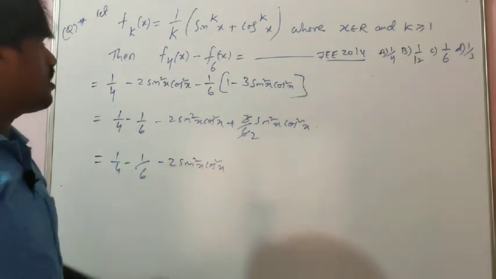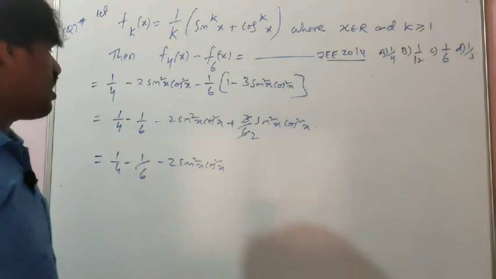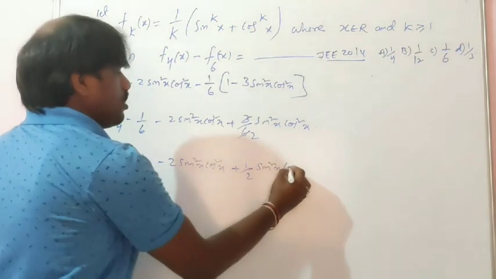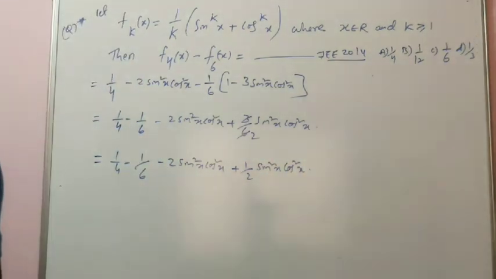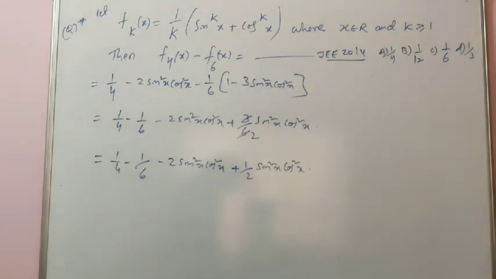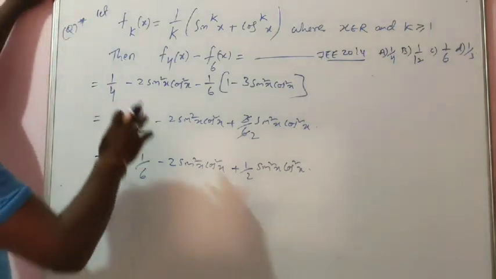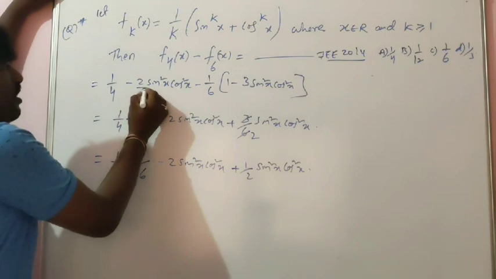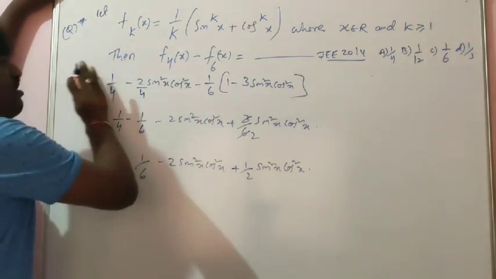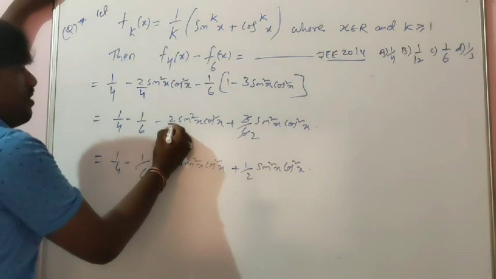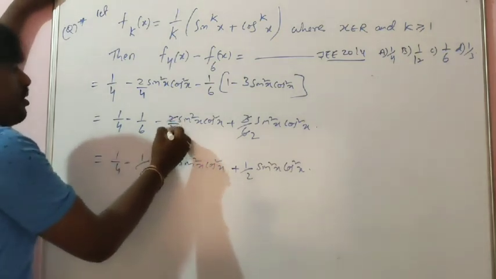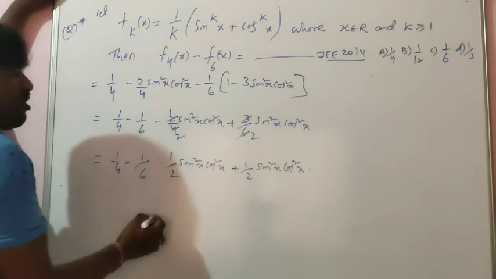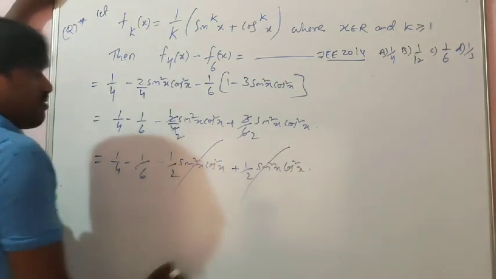Here I am going to get half sine square x cos square x. Hope you understand. Let us see the steps. When I did f of 4, I have to multiply 4 inside also. So I have to multiply 1 by 4 inside completely. So here 1 by 4, if I multiply, I am going to get half. So this one is also going to get half. So half minus sine square x plus half sine square x will be cancelled.